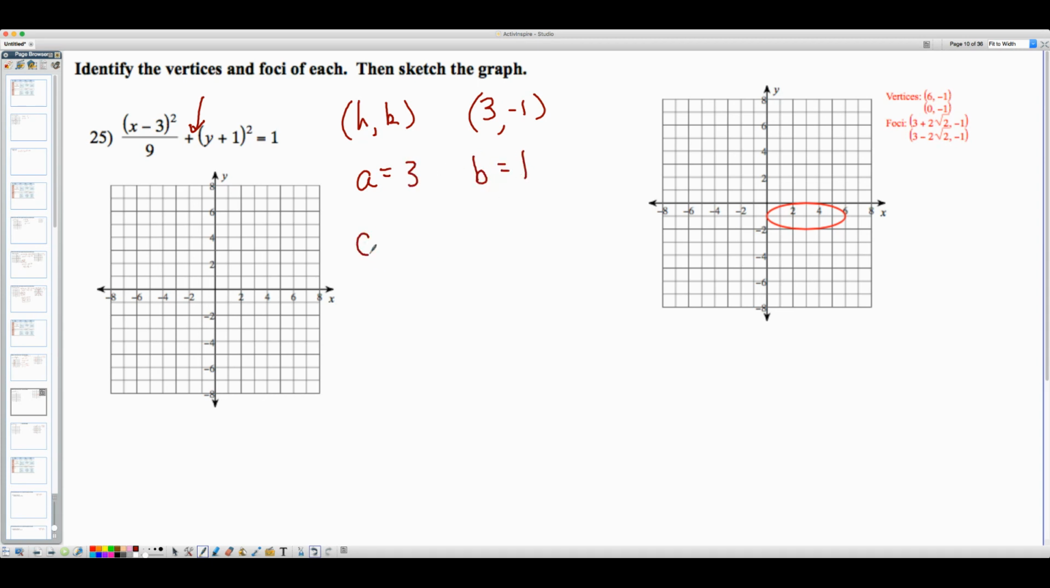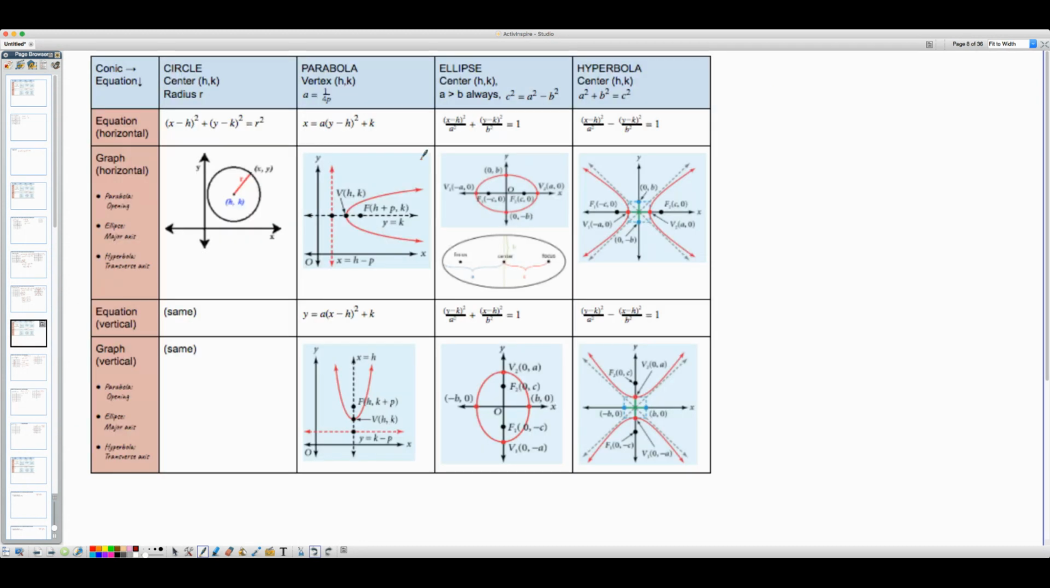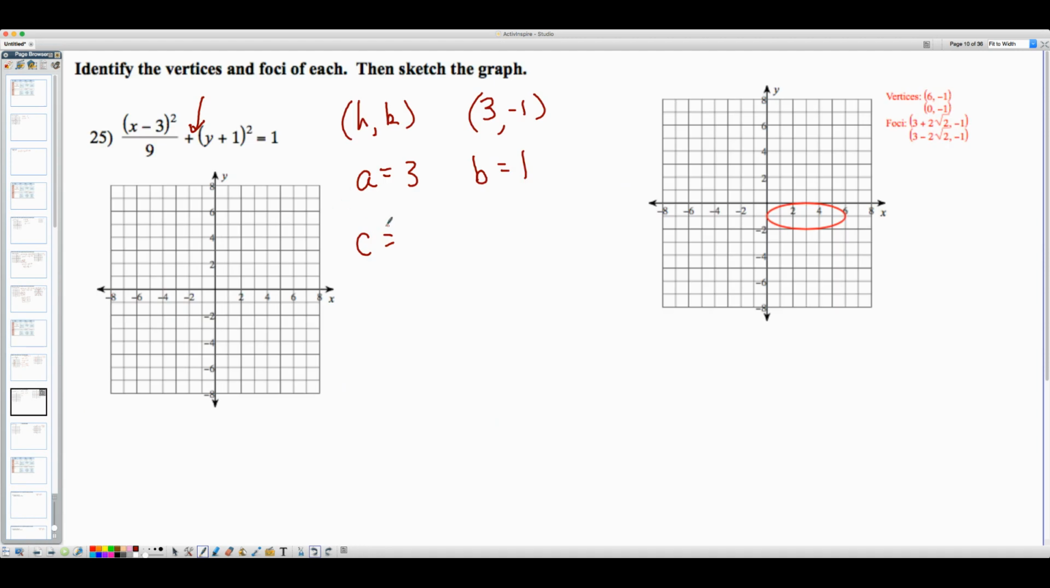And my c value is equal to, in the formula, c squared is equal to a squared minus b squared. Or c is equal to the square root of 8, which simplifies to 2 times the square root of 2.